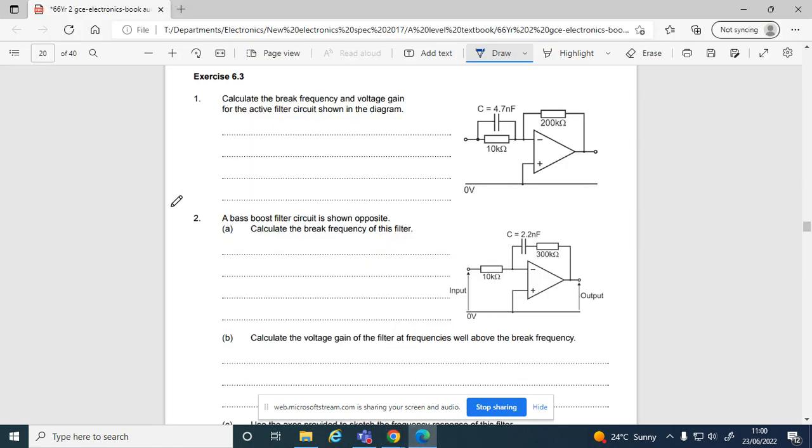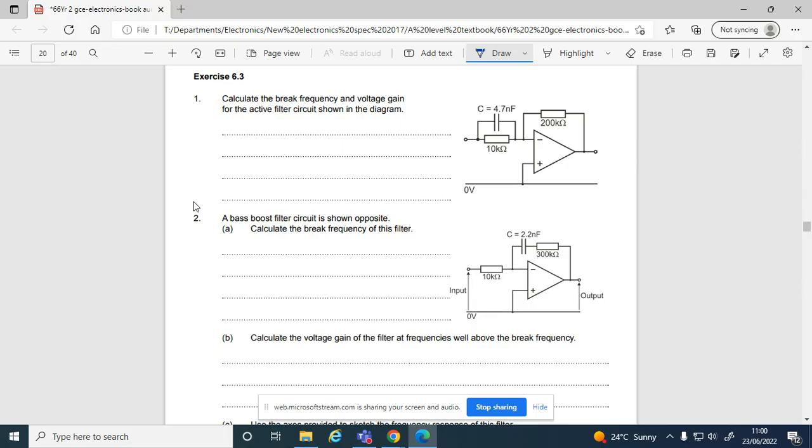I'm going to go over exercise 6.3 with you. As you can see, this is all on active filters. Dead easy. You get four active filters: bass cut, treble cut, bass boost, treble boost. Depending on where you put the capacitor will depend on which filter it is. So here we go. For this one, we want to work out the break frequency and the voltage gain.